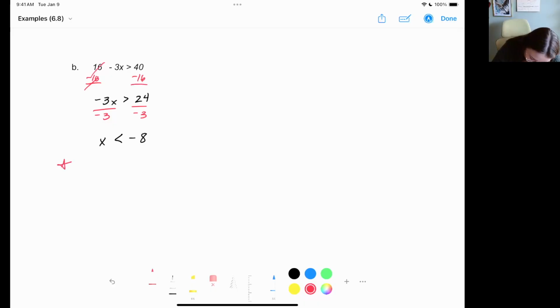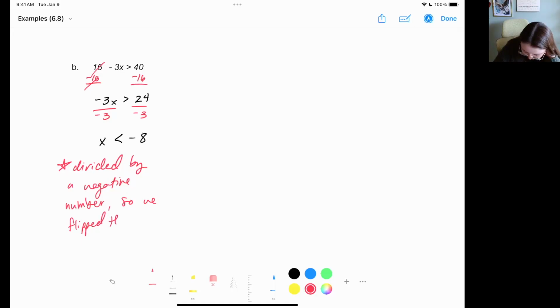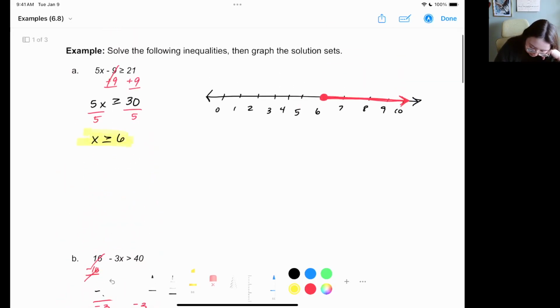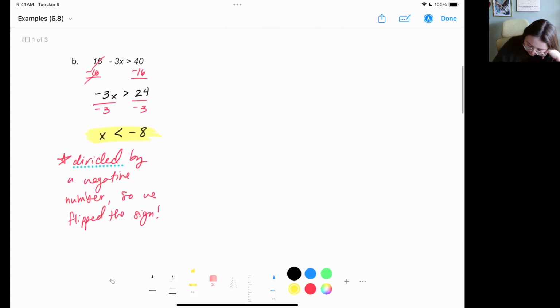So we put a little star here, divided by a negative number. So we flipped the sign. So we have x less than negative 8. I didn't highlight the one before. X less than negative 8. So we're going to go ahead and graph our solution.